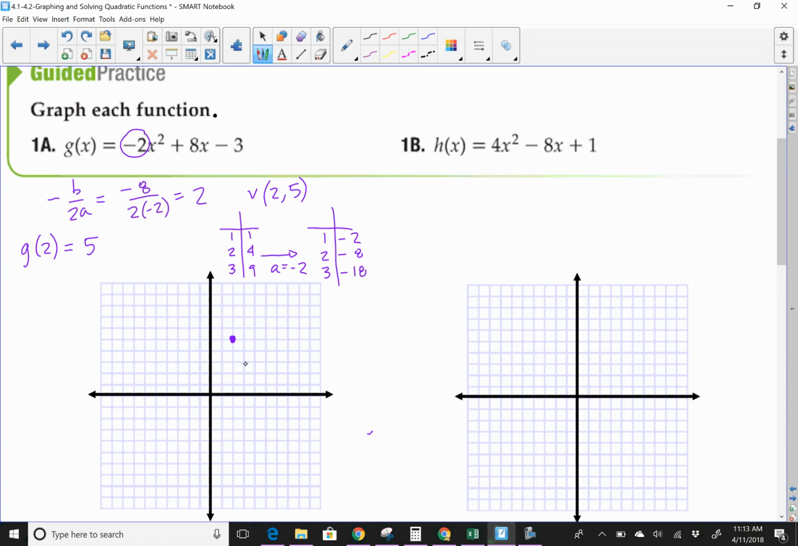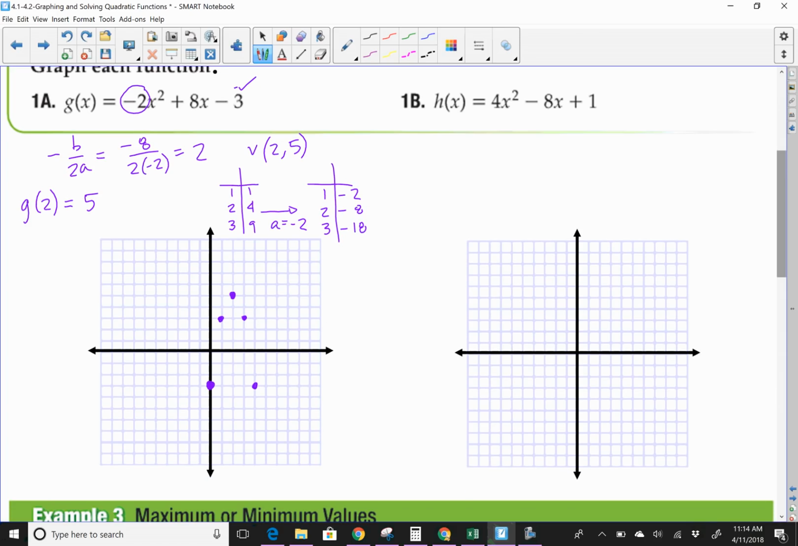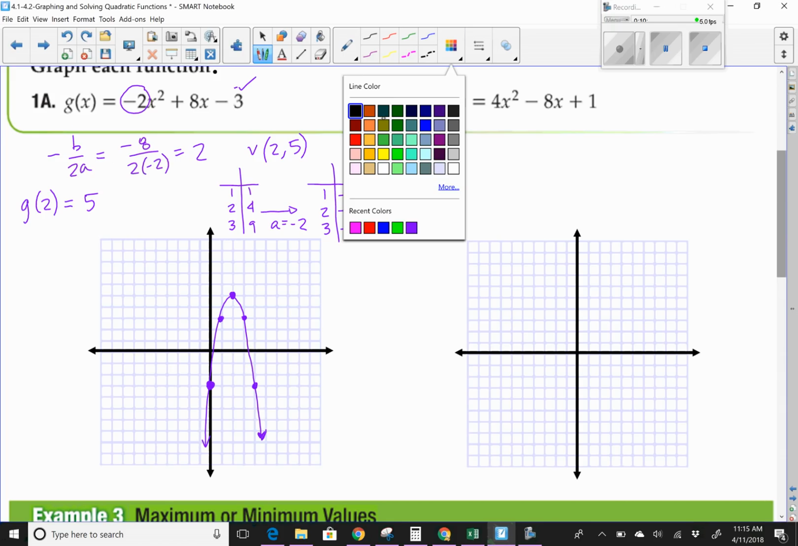So if I go over 1, I'm going down 2 in both directions. If I go over 2, I'm going to go down 8. 1, 2, 3, 4, 5, 6, 7, 8. And the nice thing about this is that point right there is your y-intercept, which is negative 3, which you can check right there and know that you're doing things correctly. And then I'm going to plot that one, and negative 18 is going to be off my graph, so I am not going to connect it. I'm going to pause for a second so it doesn't look like a crazy thing and graph it, and I'll be right back.